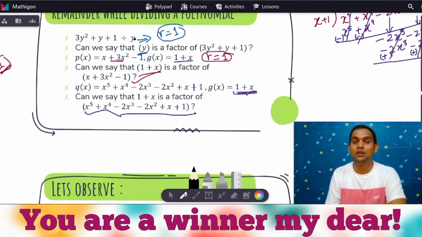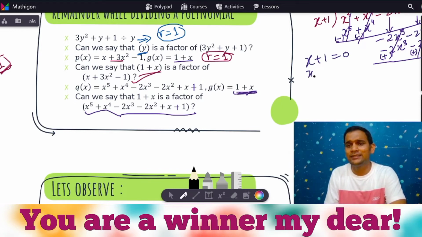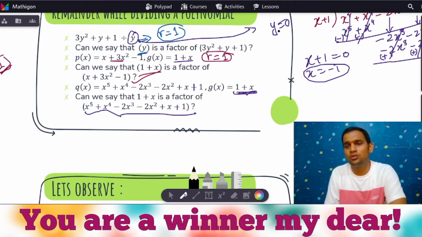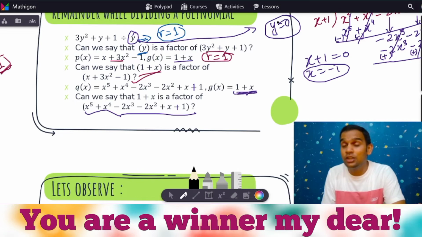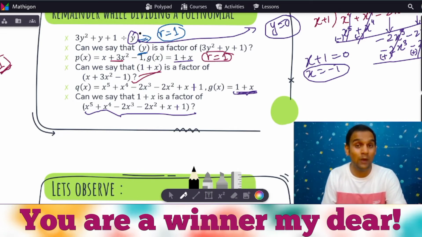What are their roots? For y, it's 0. For 1 plus x, the root is minus 1, and for the other 1 plus x, the root is again minus 1. I hope you are clear with the roots, I mean the zeros of the polynomial. You just equate x plus 1 equals 0, so x equals minus 1, as plus 1 goes to the other side. Once we equate y to 0, the divisor is y, so the zero of this divisor is 0. Over here, it's minus 1.